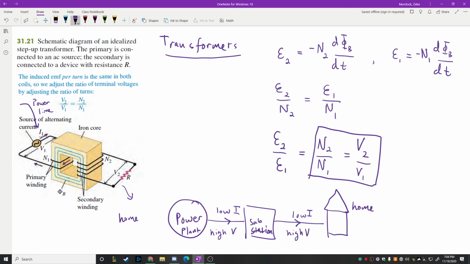Now, you can look up what some of these values are, but coming out of the power plant, the voltage that you're sending could be as high as maybe 100,000 volts. And then when it gets to the substation, there's a transformer here, which could step it down to maybe 10,000 volts, right? And then there's another transformer at your home, another transformer right here, before it gets into your home. This transformer is going to be the ones that you can see on top of power poles.